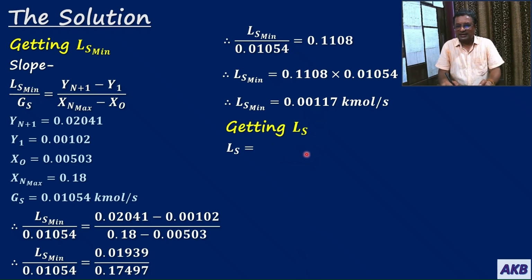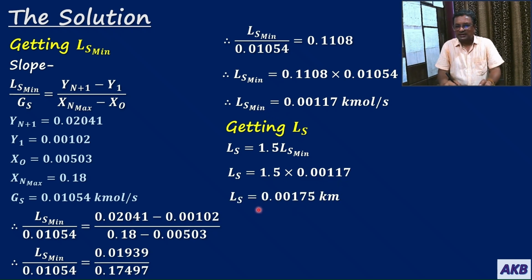Now let us get LS. We know that LS is 1.5 times LS minimum. So LS is 1.5 into 0.00117. That gives us LS as 0.00175 kilomole per second.